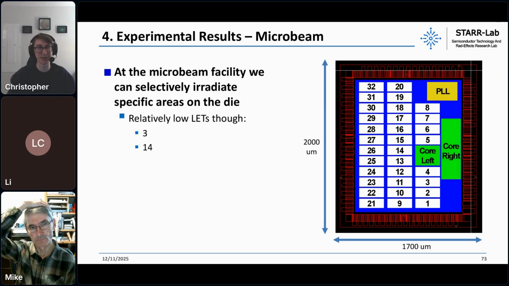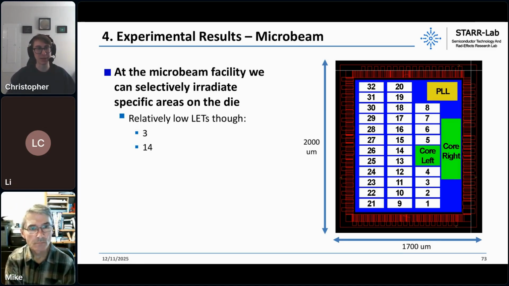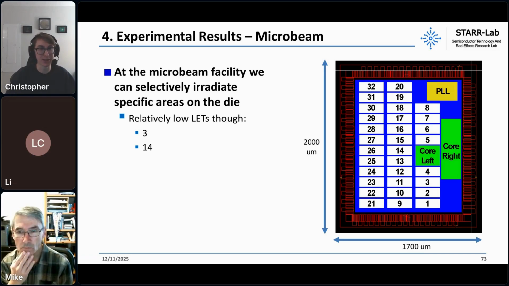And then lastly, I think just to wrap it up with that microbeam testing. We picked a whole bunch of different functional blocks in the device. We wanted to irradiate them separately. At that Texas facility, we have to irradiate the whole chip at once. But here we can selectively pick different blocks and only irradiate those regions.